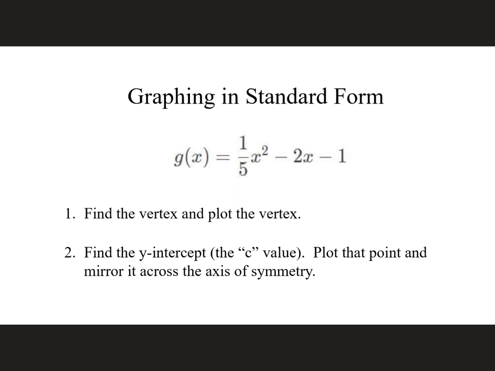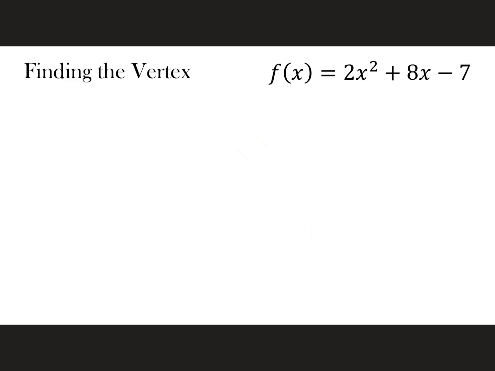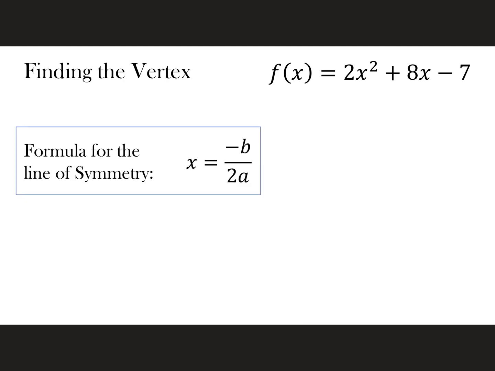do both of them. Finding the vertex for standard form is sort of like finding the vertex for factored form. I have to find the line of symmetry, and then I use that x value and put it back in the equation to find the y value for the vertex. But there are some differences. There's actually a formula to find the line of symmetry for standard form, and it's just x equals negative b over 2a. So let me do a little reminder.